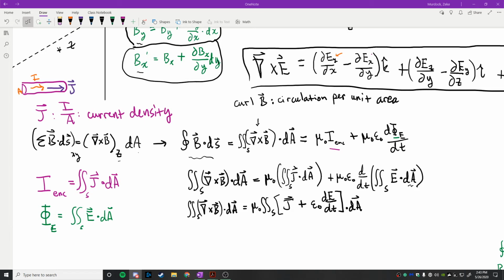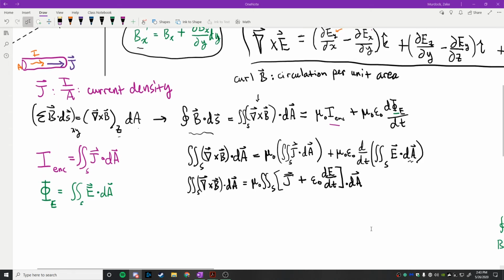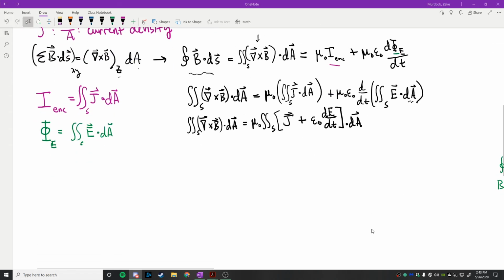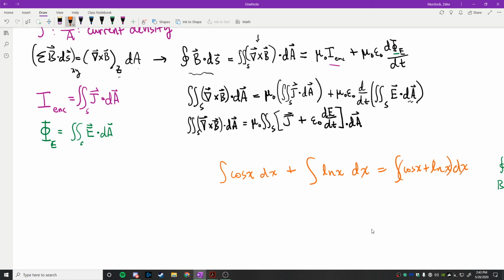Yeah, I pretty much just factored it out. That's all that we've really done. Let me give you an example of what we basically just did. If I had an integral of cos x dx plus an integral of, I don't know, natural log of x dx, this is equivalent to the integral of cos x plus ln x dx, with the extra caveat that this one had a d/dt in front of it, so we ended up putting a d/dt over this one too, right? That's really it. Nothing super special about that.